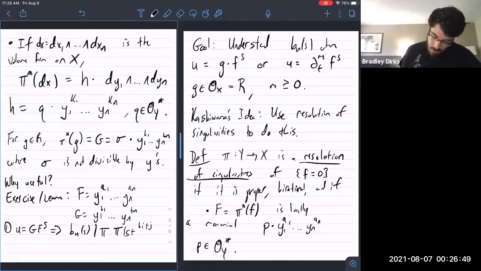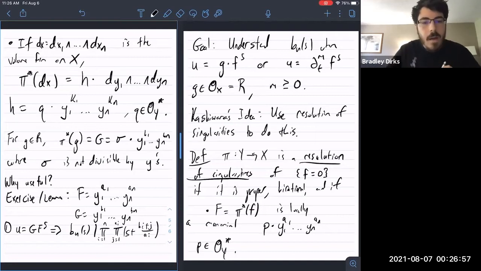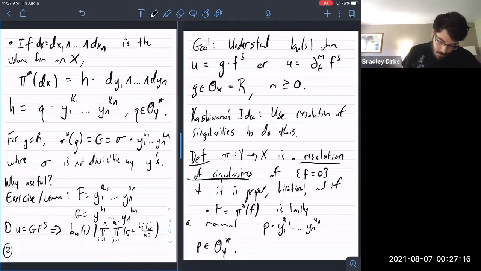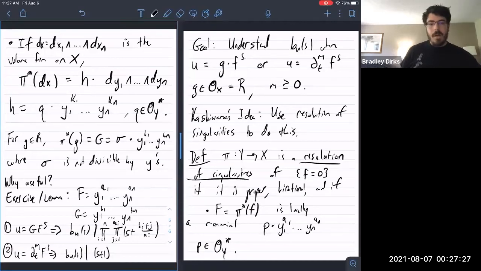b_i plus j over a_i. So this j goes from 1 to a_i, and i goes from 1 to n, right? Hopefully that's legible. In any case, we get complete control over the roots, in the sense that we know a set which we can describe the roots as. The roots are a subset of things that look like negative (b_i plus j) over a_i, where those numbers come from this resolution data. And 2: if u is dt to the m f to the s, then b_u of s divides. So we kind of need this s plus 1 term here.